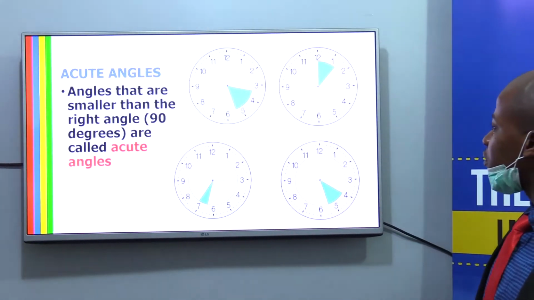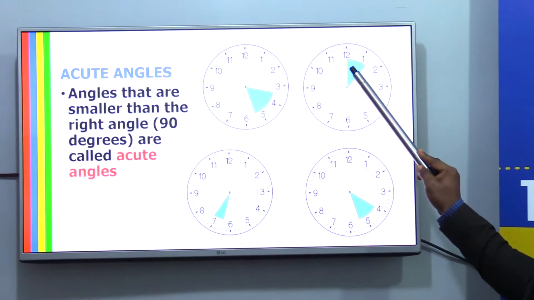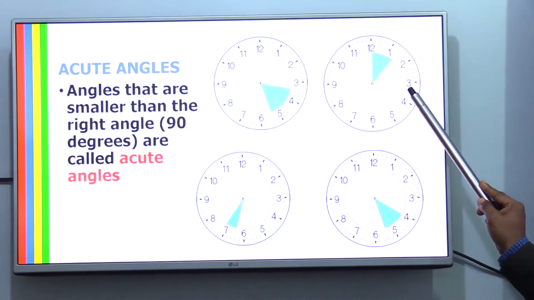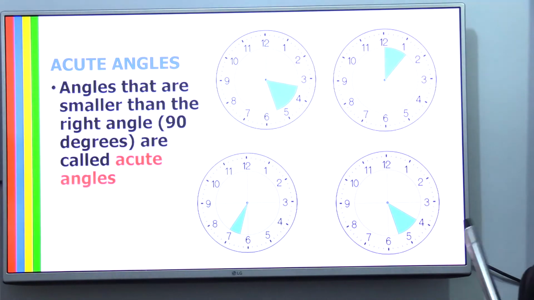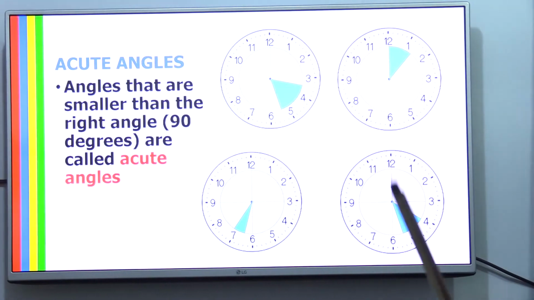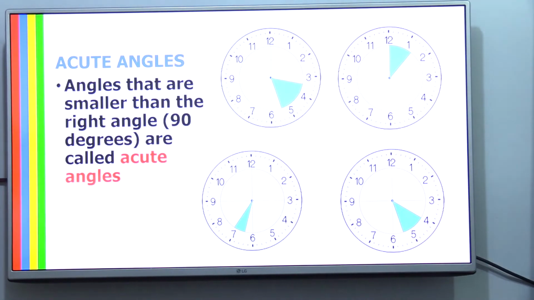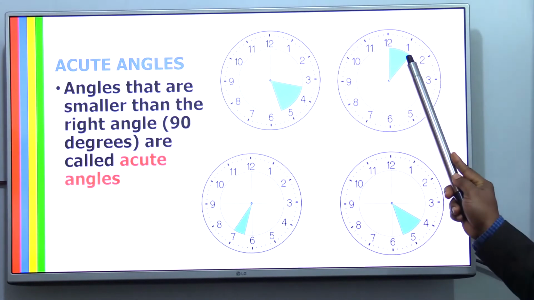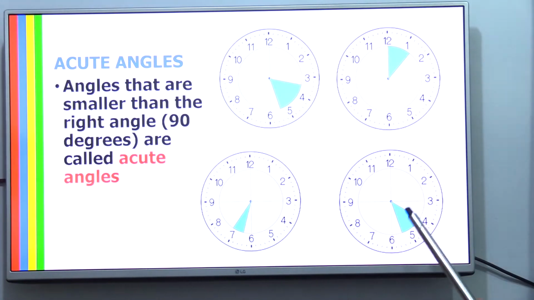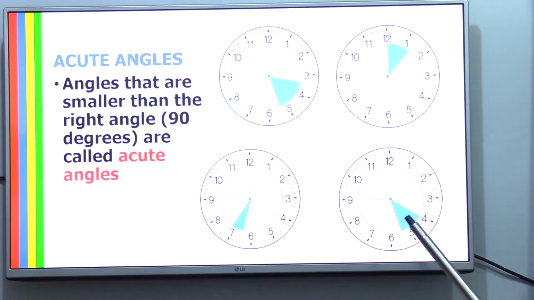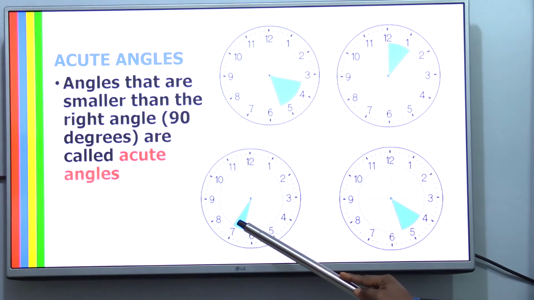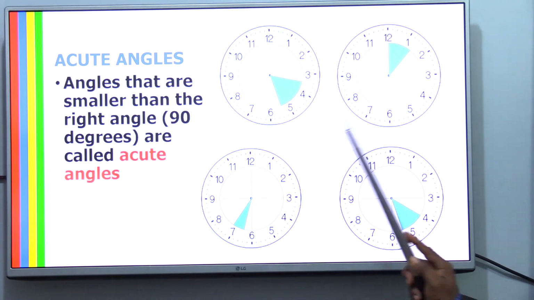Let's look at these angles. Obviously, they are smaller than 90. Look at this one. From here to 3 is 90 degrees. But this angle has not even gotten to 3. So that means it is smaller than 90 degrees. Perhaps it's maybe 45 or even 40. But it is less than 90 degrees. This one is also less than 90 because here to here is 90 degrees, and this is smaller than that. This one is also smaller than 90 degrees because from here to here is 90.